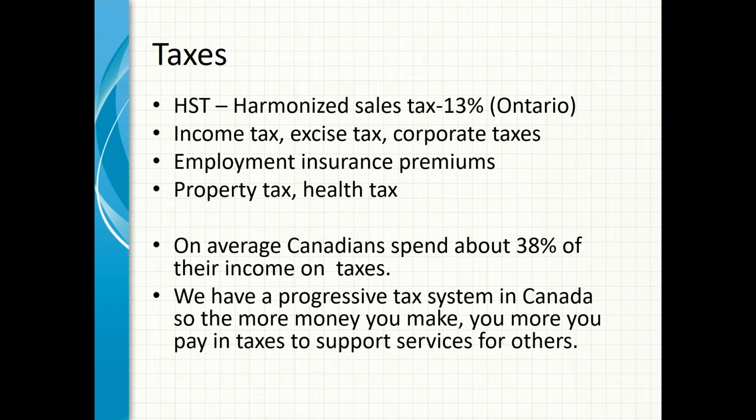We have something in Canada called a progressive tax system. So basically, the more money you make, the more you pay in taxes. And this money goes to support services for yourself, but also for other people who don't make a lot of money. And we still want them to have good quality healthcare and education. So the richer you are, the more of your taxes will go towards supporting people who are not as well off. That's called a progressive tax system.